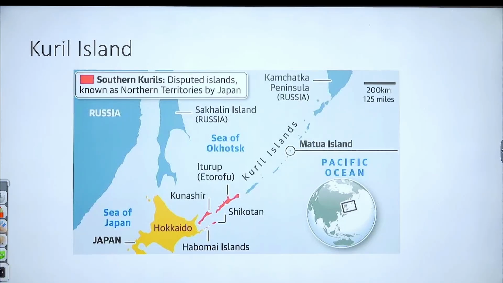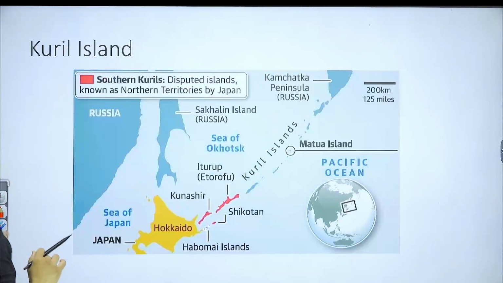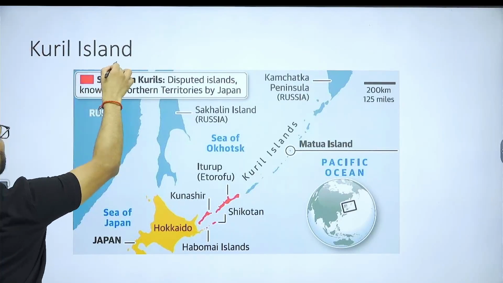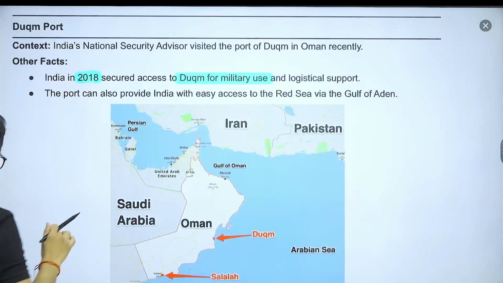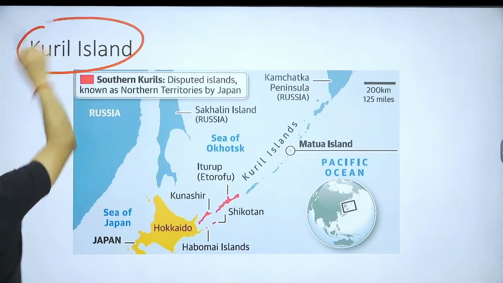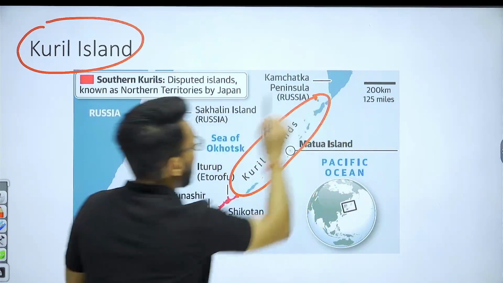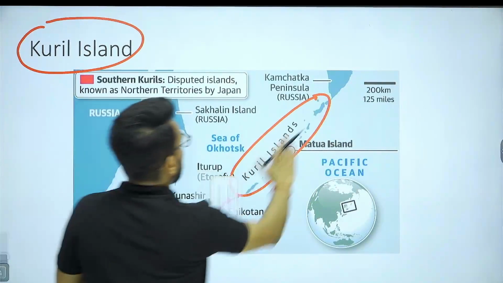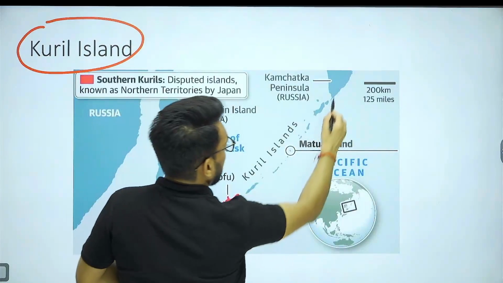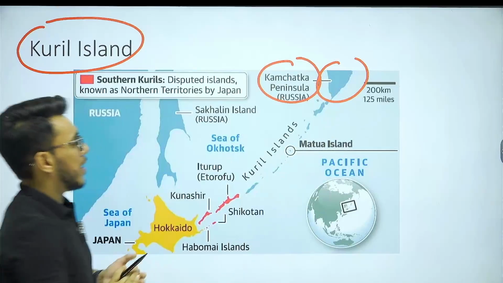Kuril Islands were in news. Why were the Kuril Islands in news? Let's understand this particular thing. First of all, the Kuril Islands are disputed between two countries, Russia and Japan. This chain of islands is called the Kuril Islands. Now here if you see, in the north of the Kuril Islands, there is the Kamchatka Peninsula of Russia.